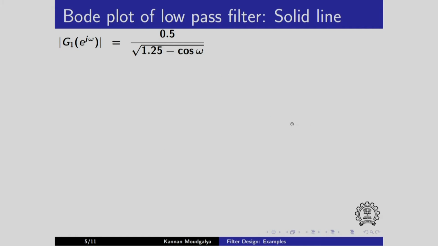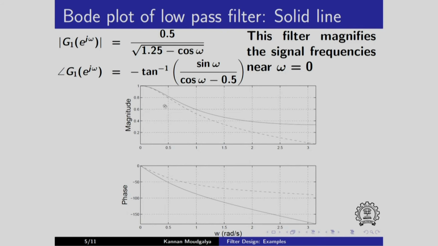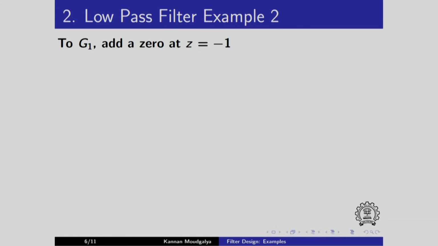So let us draw the Bode plot of this low pass filter, and it is the solid line in this plot. What is the dotted line? We will see it in a subsequent slide. This filter magnifies the signal frequencies near omega equals 0. The magnitude is 1 here. Now we will consider another example.